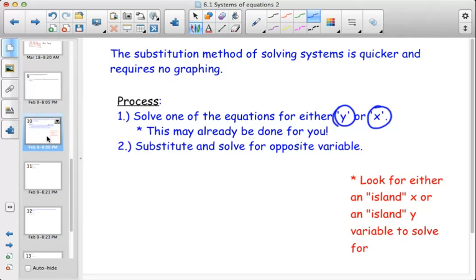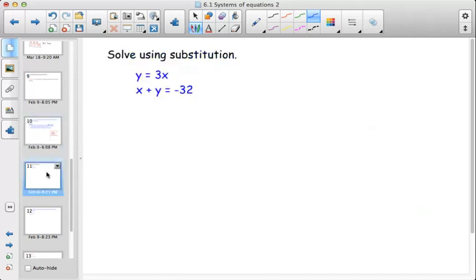Here's a hint: I call these island x's or island y's, which basically just means it's all by itself, like an island. You will see once we get into some examples what we mean. So the first system we're going to solve is y equals 3x, and x plus y equals negative 32. So we're looking for a combination of x's and y's that, when added together, get us negative 32. And our x value, if we multiply it by 3, is going to get us our y value.